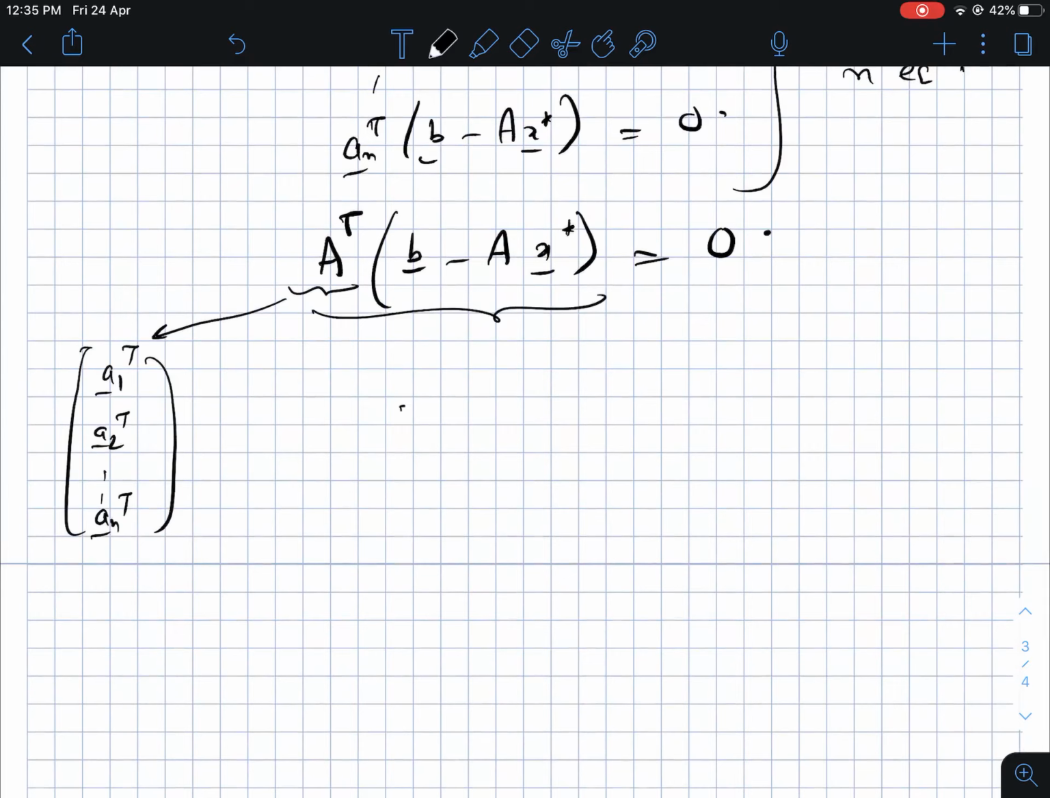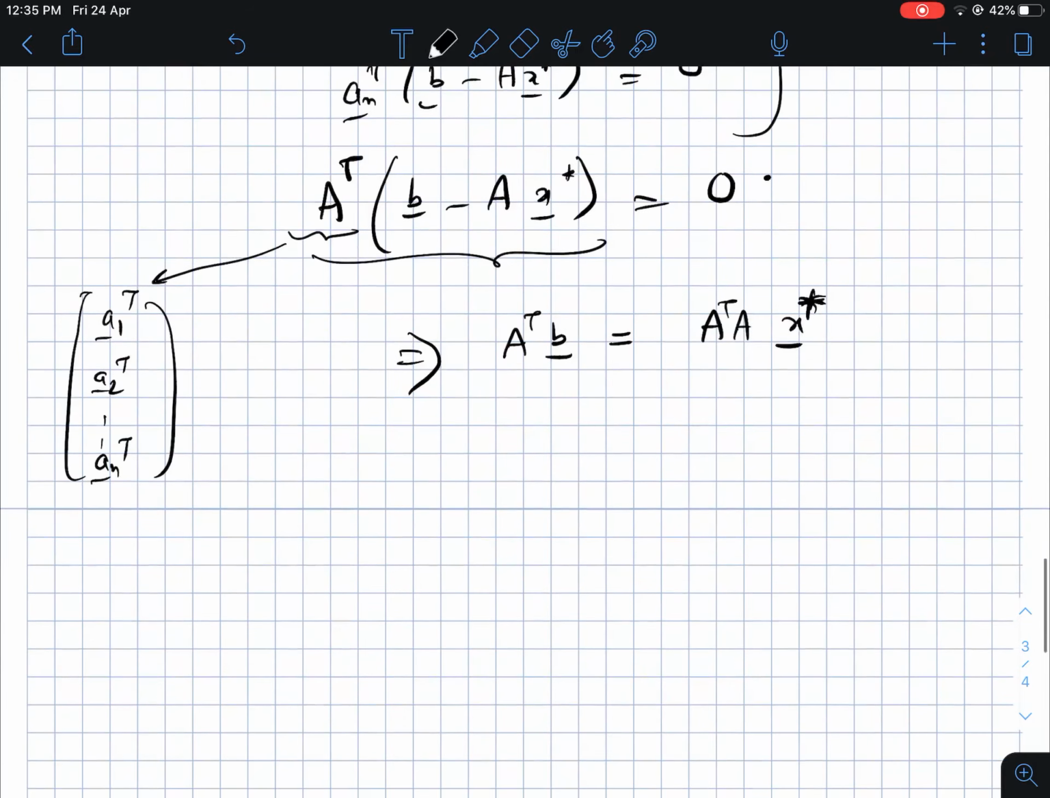Now once I do this, I simply get A transpose B is equal to A transpose A X star. Okay, that's what I will get. Fine. Now what have we done here? It may seem like at the end what you did is you simply started with AX equal to B and you multiplied by A transpose on both sides, right? Effectively it seems like that's what you have done. Okay, but actually a lot more has gone on than that. So A transpose B equal to A transpose A times X, right?